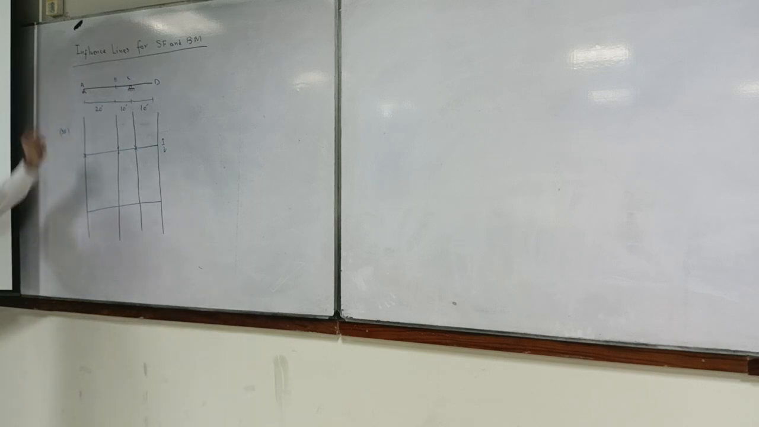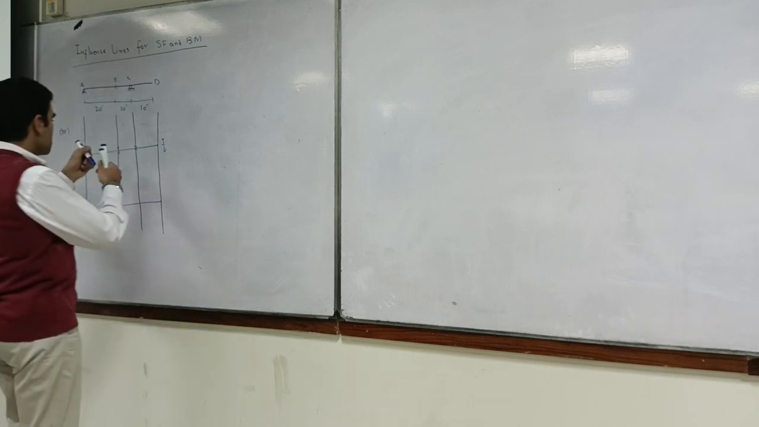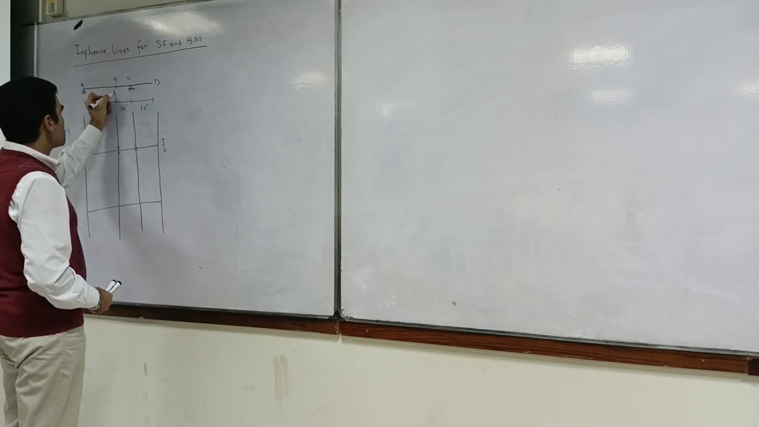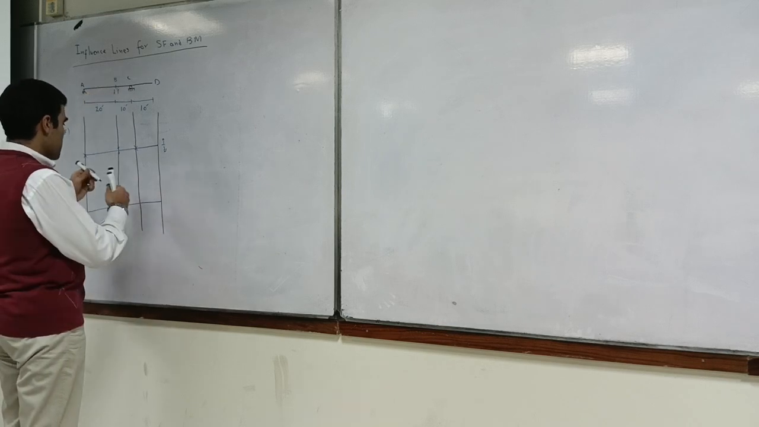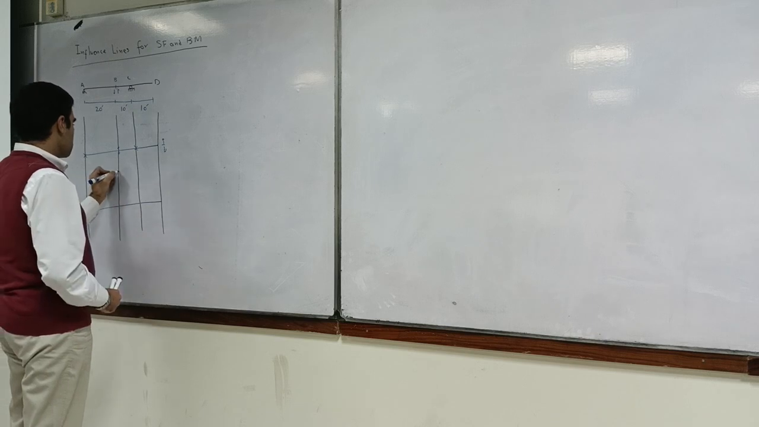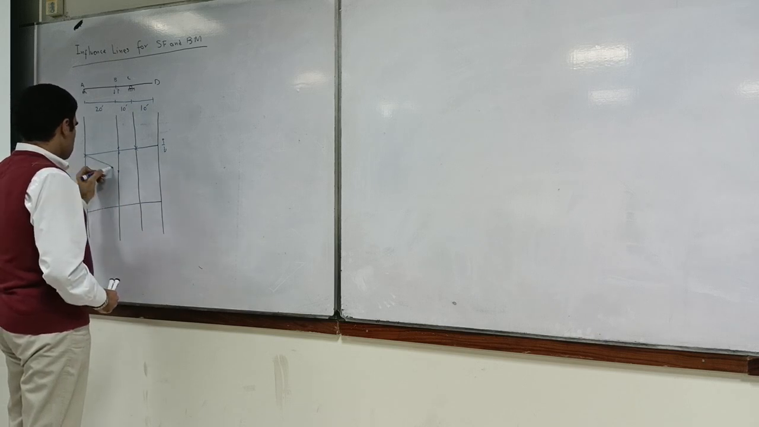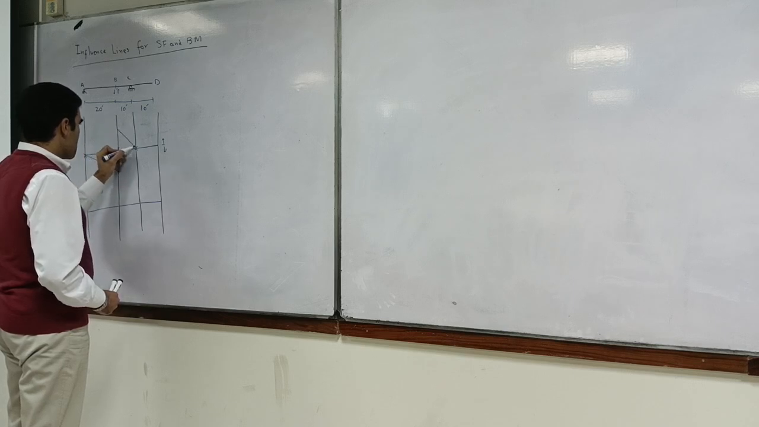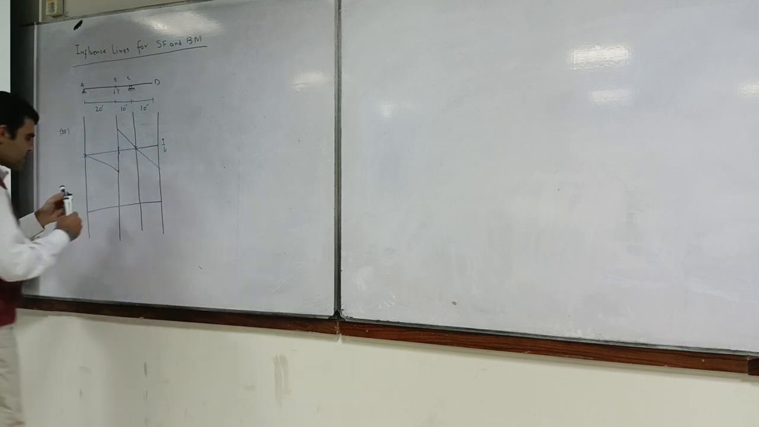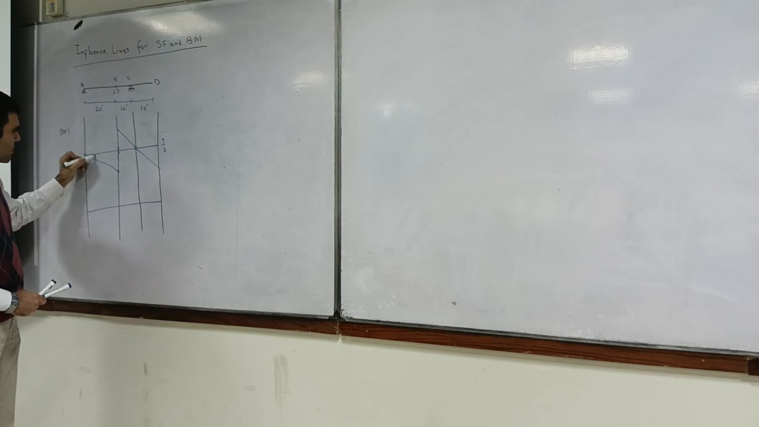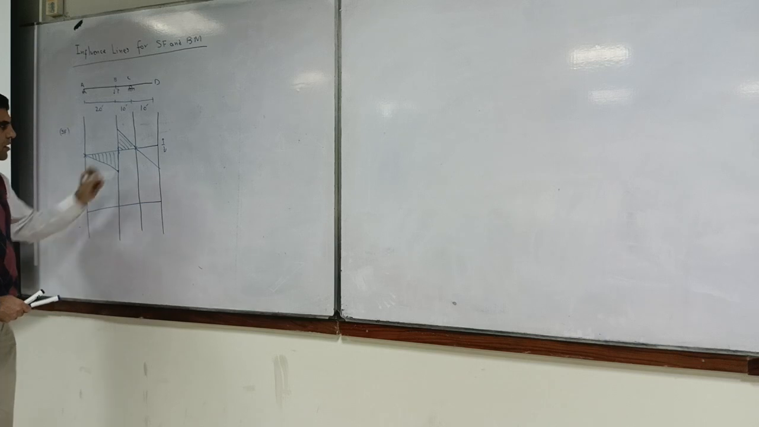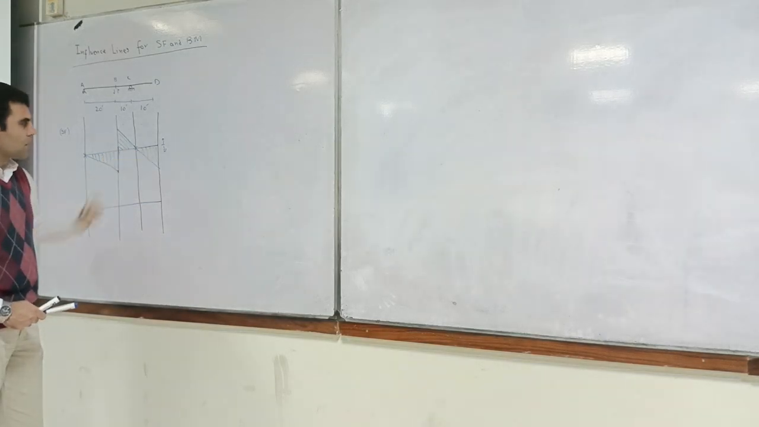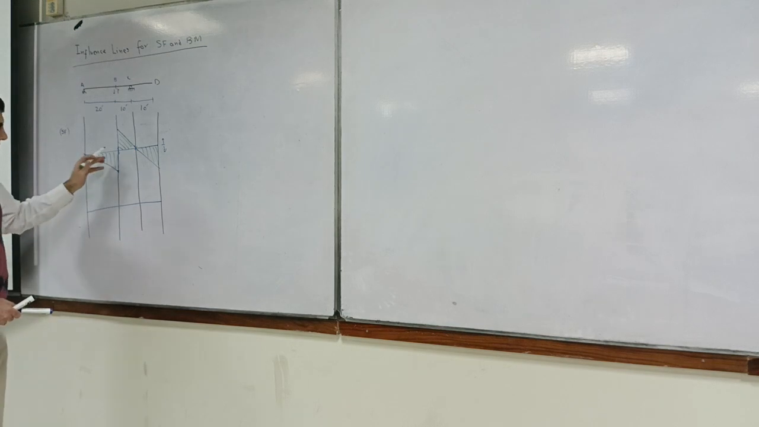Now, if I put it over here, then what will happen? It will move up. Influence line diagram. So we have shear like this and like this. Should we get something like this?